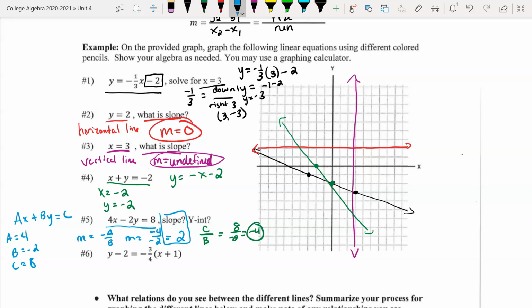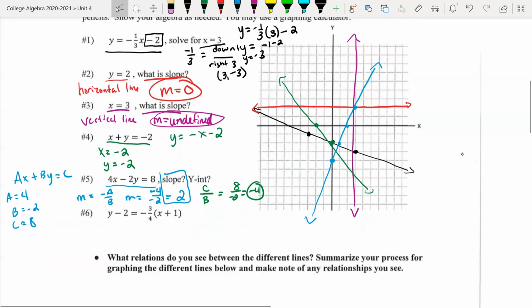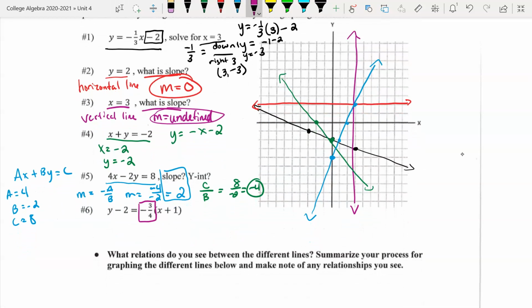So I could start at -4, and I can go up 2, right 1, up 2, right 1, up 2, right 1, and so on. And that would be that line. Last one. This is written in point slope form. In point slope form, our slope is right here.